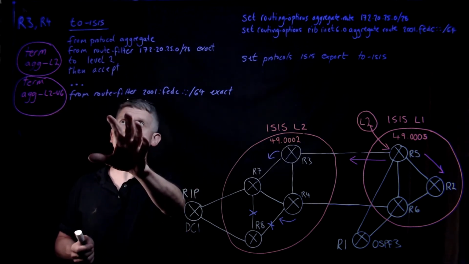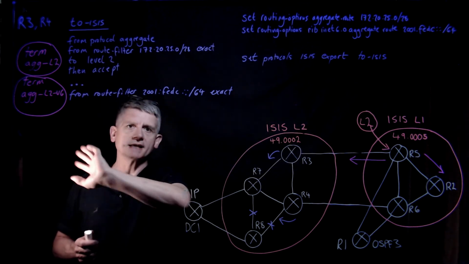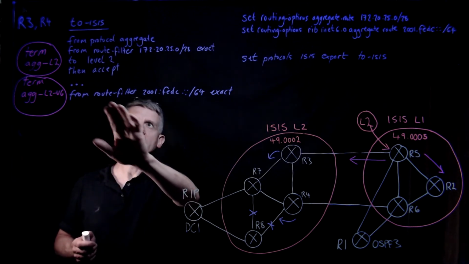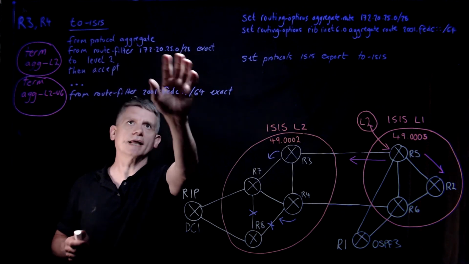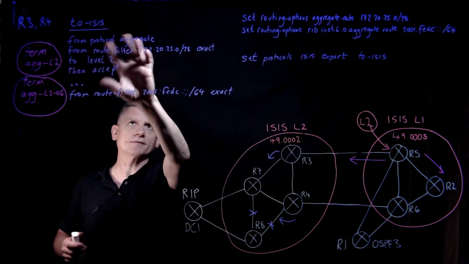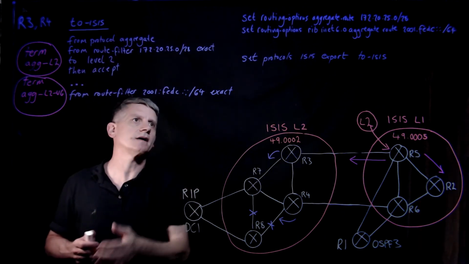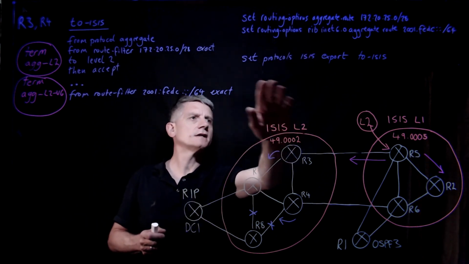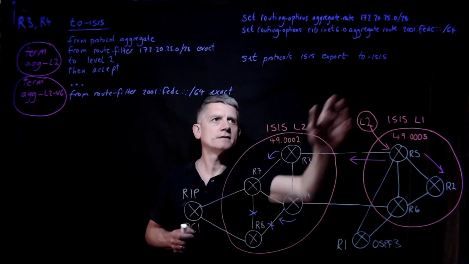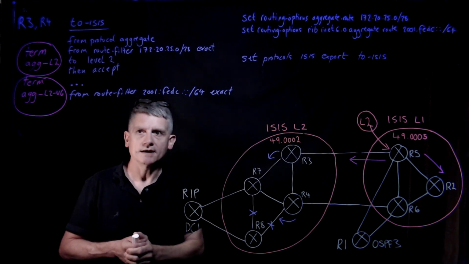So standard policy statements, they're literally set policy-options policy-statement to-ISIS from protocol aggregate, term whatever from protocol aggregate. There's nothing special about those. You've got your standard aggregates, and obviously that gets exported out of the ISIS, and we're good to go.